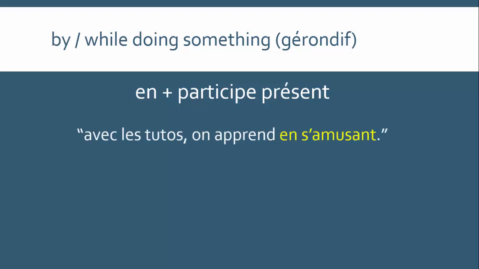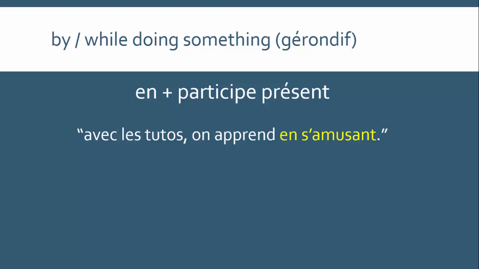So, avec les tutos, with the tutos, this is short for tutorials, on apprend, we learn, en s'amusant. So, s'amuser is to have fun, en s'amusant is while having fun. So, with the tutorials, we learn while having fun. Of course, you could argue it's we learn by having fun, but again, really, what is the difference? Either way, I think this is a really nice example of the present participle in action, and as I said before, is probably where you'll hear it most.